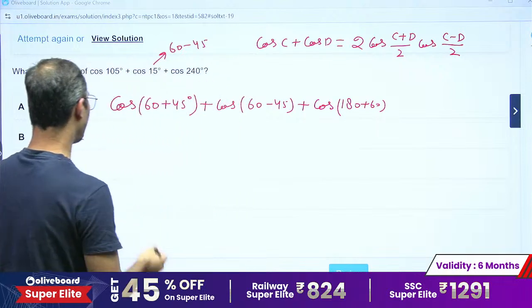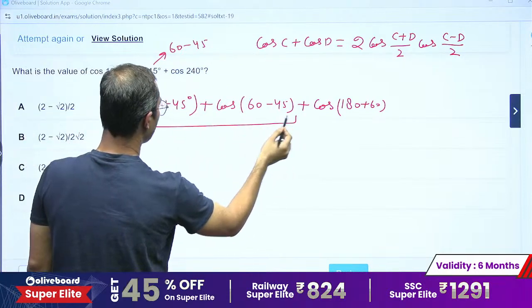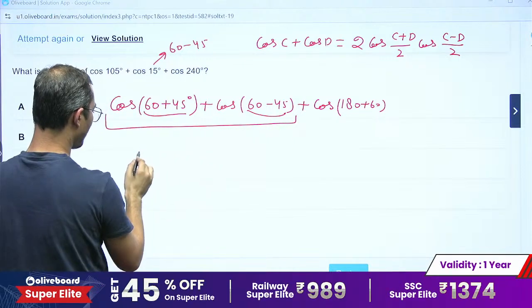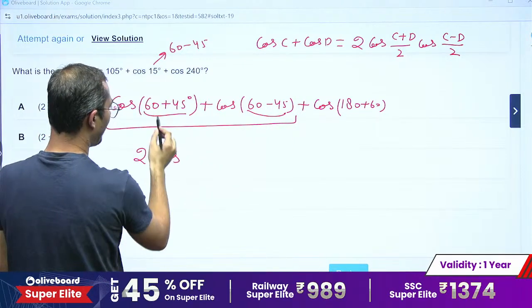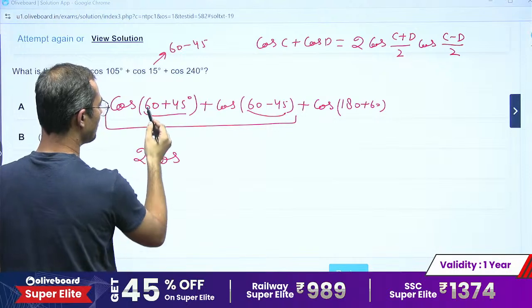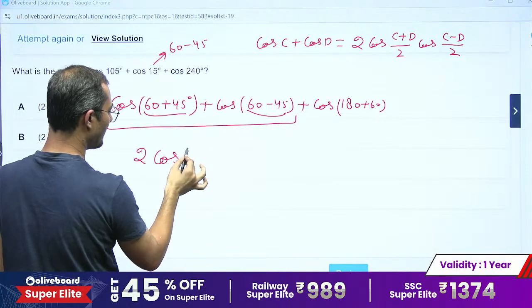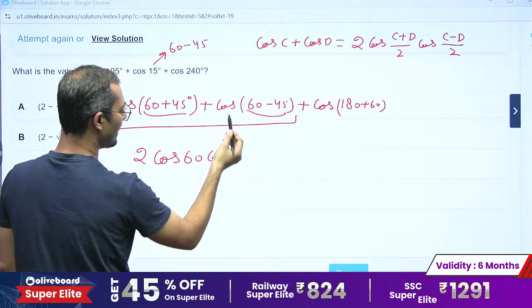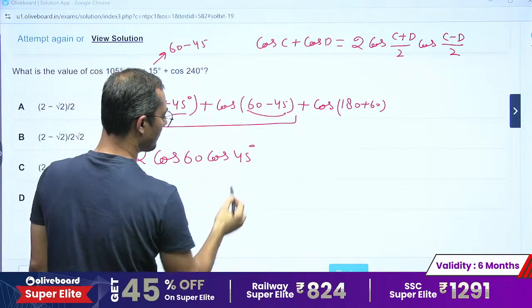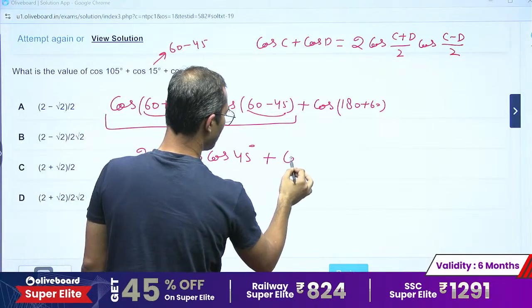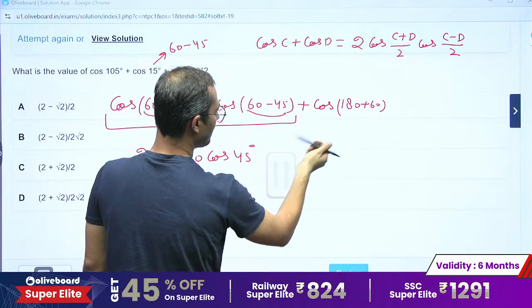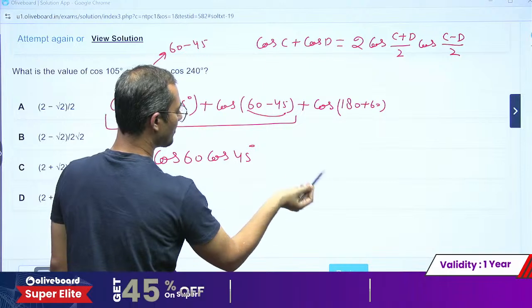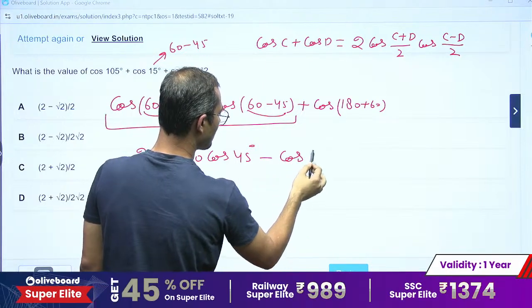So we are going to apply here cos C plus cos D. So this is the complete C and this is D, right? So we will get here 2 cos. Adding both, 45 will be cancelled. So 60 plus 60, 120 divided by 2. So we will get 60. And we will take the difference, 90 divided by 2, 45, right? Okay. So plus cos. See, this is going in third quadrant. So in third quadrant cos is negative, so minus cos 60, right?